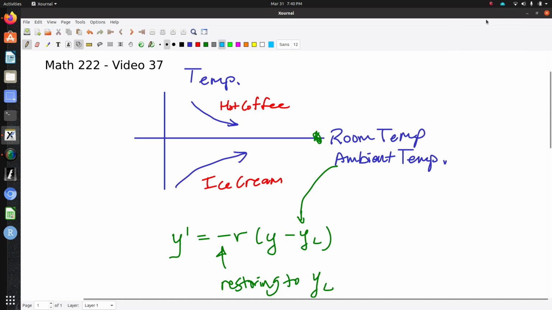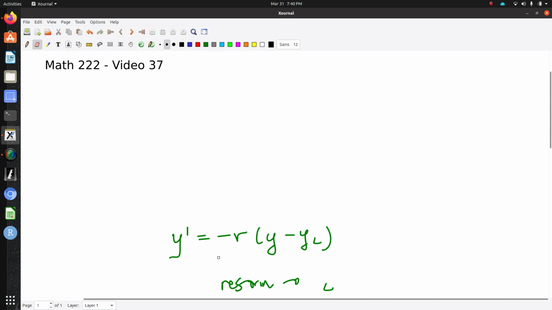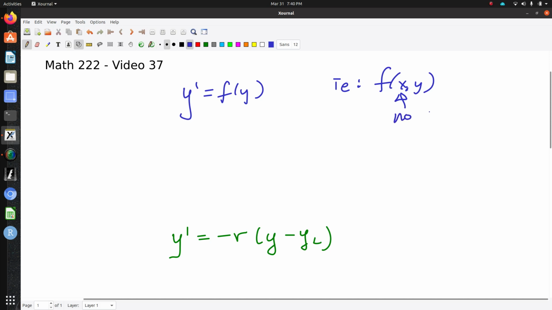This is an example of a very special kind of differential equation. There's a whole class of them that have the following property. I'm going to let you look at that for a second. Anything that has the format y prime equals f of y only, i.e. f of x and y does not depend on x, so you can just write it as f of y, has a special name. It's called an autonomous differential equation.